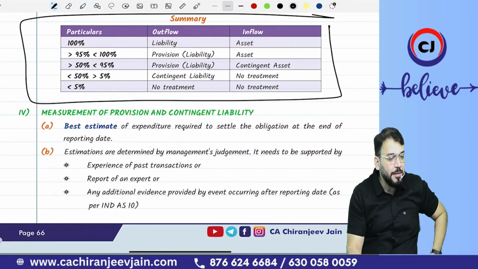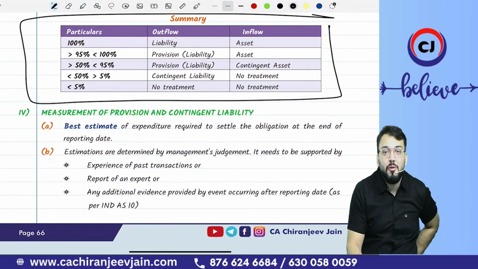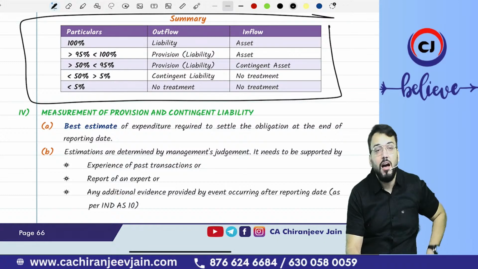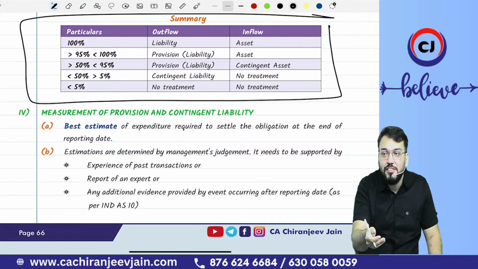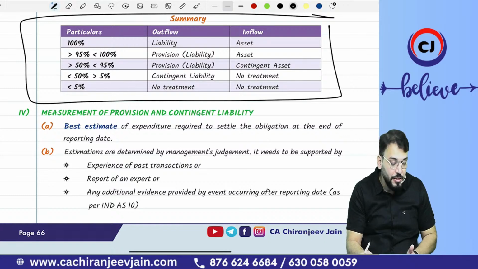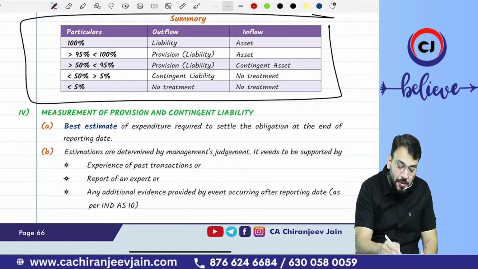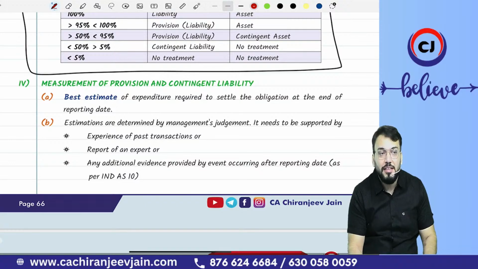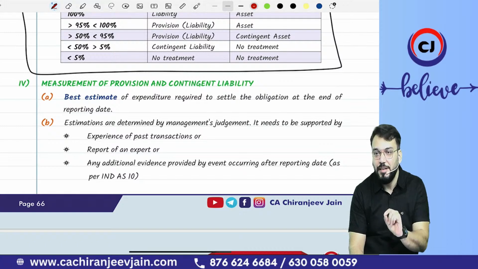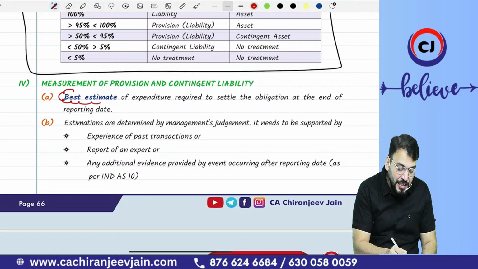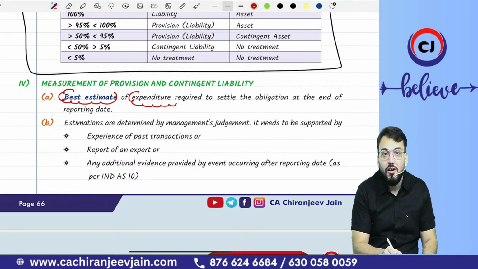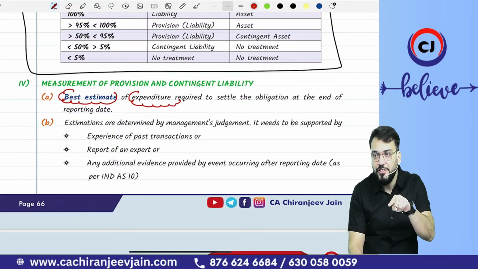Now let us complete this chapter today only. So now we'll start about the measurement of provision. Correct? How to measure the provision. Of course, whenever a provision needs to be recognized, we require one amount. So that amount requires estimation. So what Ind AS 37 says is that whatever provision you are supposed to create, that should be measured as per best estimate. It should be the best estimate. But best estimate of what? Best estimate of the expenditure, of course future expenditure.